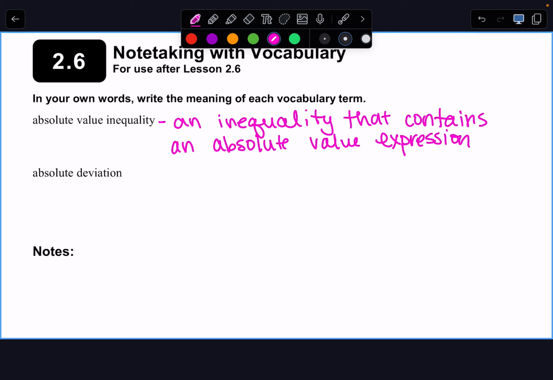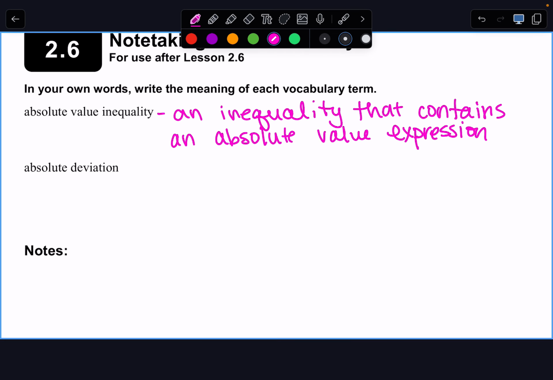Question for you. How many answers did we have in an absolute value equation? Two. Okay. So we're going to have a similar thing happen with inequalities. But when we have two inequalities, what do we call those? Say it louder for the people in the front. Compound inequalities. Okay.